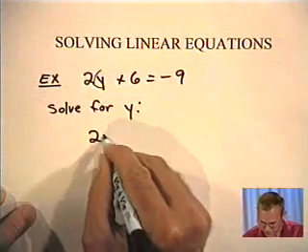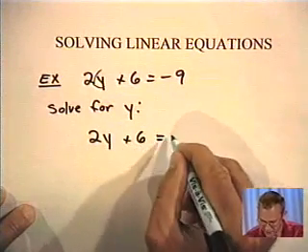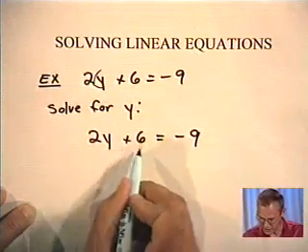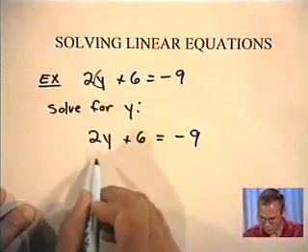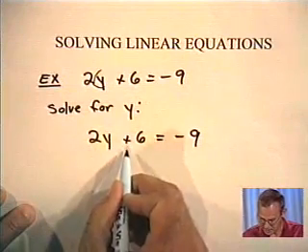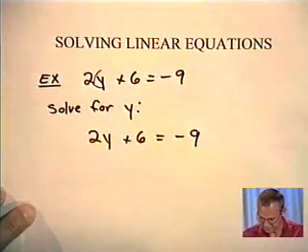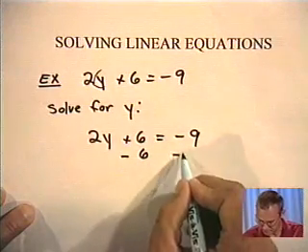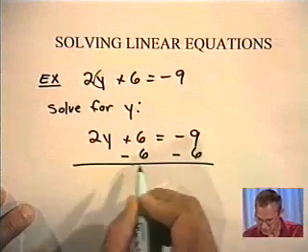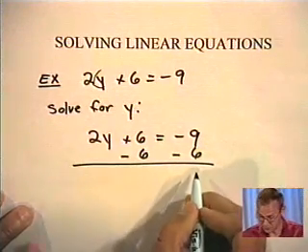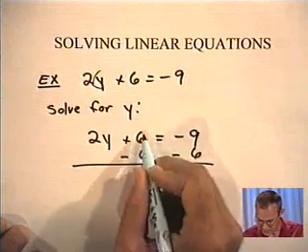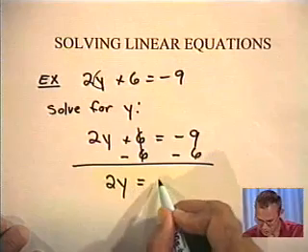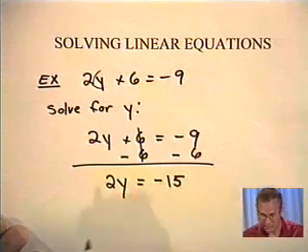What I want to do is get the variable y all by itself on one side of the equal sign. Since the y's are already over here on the left, I'll just keep the y's over here. That means I'll have to move the 6 over to the other side. To do that, I'll subtract 6 from this side. If I subtract 6 from the left, I've got to also subtract 6 from the right. 6 and a negative 6 is nothing, they cancel. And I'm left with 2y equals negative 15.